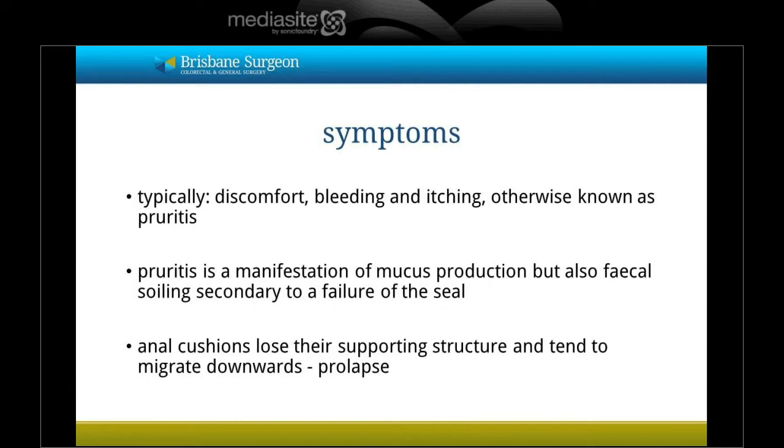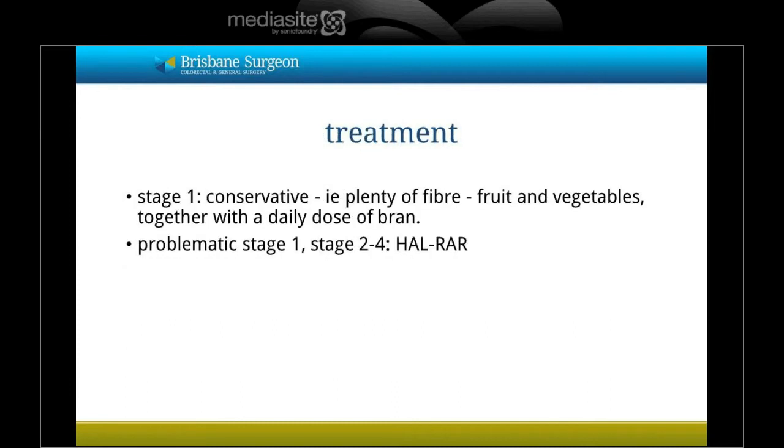As far as symptoms are concerned, patients typically describe discomfort, bleeding and itching, otherwise known as pruritus. The pruritus is a manifestation of a couple of things. Firstly, a failure of the seal leading to fecal soiling, but also the hemorrhoids themselves produce mucus, which is intensely irritant to the skin around the anus. And as previously discussed, the anal cushions lose their supporting structure and migrate downwards, otherwise known as prolapse.